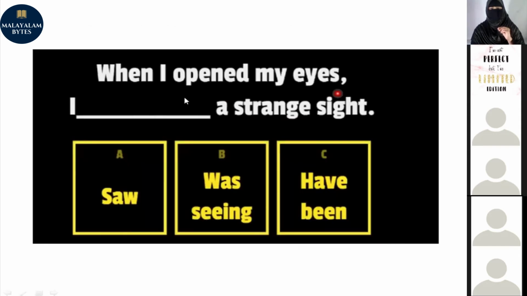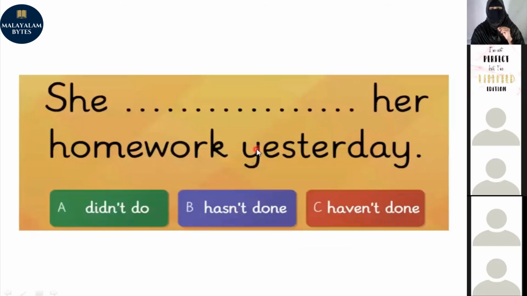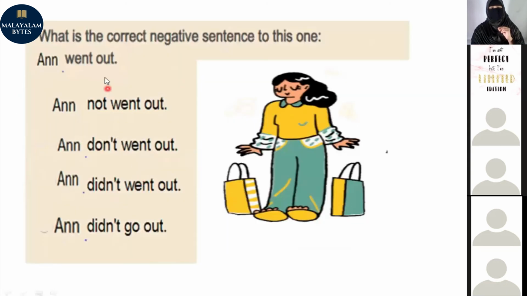When I opened my eyes, I saw a strange sight. Very correct. She didn't do her homework yesterday. So what tense is it? Simple past. Negative. Correct. What is the correct negative sentence to this one? And didn't go out.